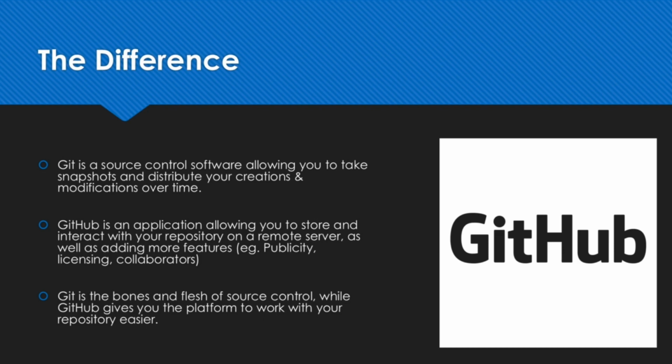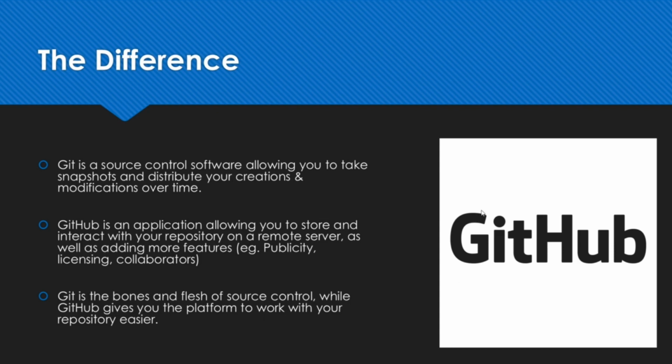It gives you a way to work with Git under a new perspective, and it gives you a whole lot of new functionality. So let's just think of it this way. Git is the bones and flesh of source control. You can see I put that comment there. It's the bare bones, it's what builds source control software, and then GitHub just works with Git to give you a new perspective and new opportunities on the source control software. So that's what you need to take away.